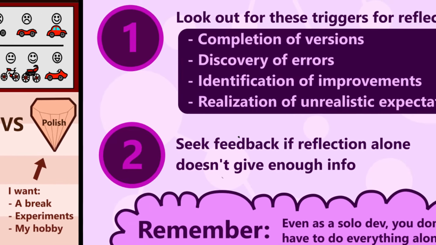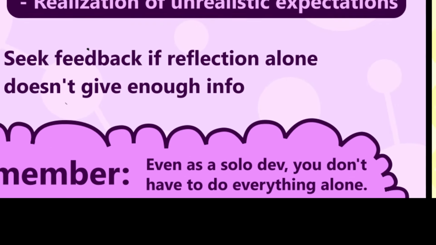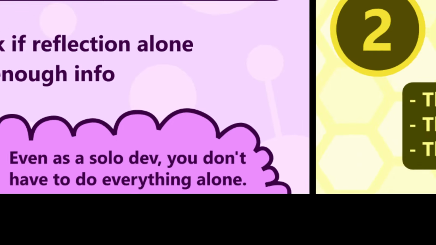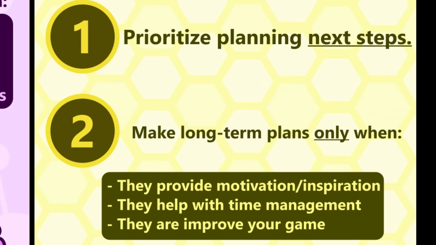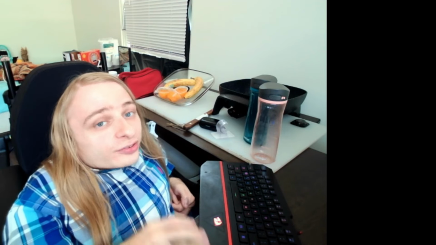Second, reflect on your game between versions and during development when reflection triggers arise. Use these reflections to decide if you want to get feedback and how much effort you want to put into getting the best feedback possible. Don't do solo development completely alone. Third, prioritize the next steps in your planning and only make long-term plans when they're important to you and your project.